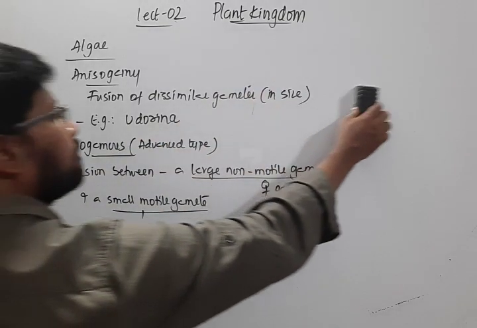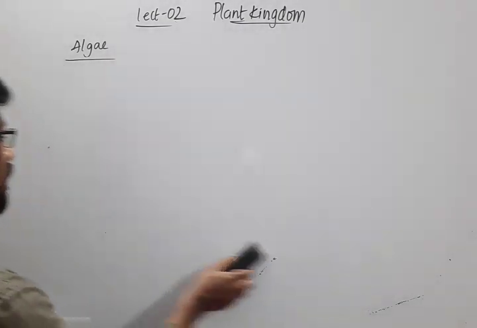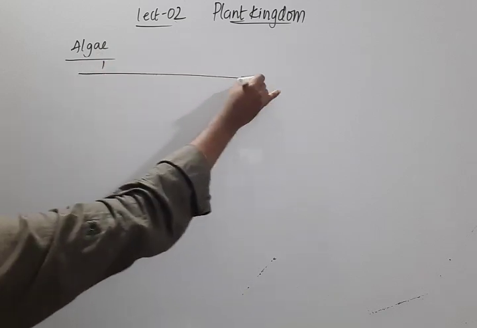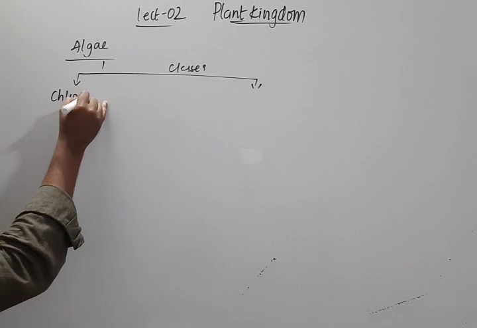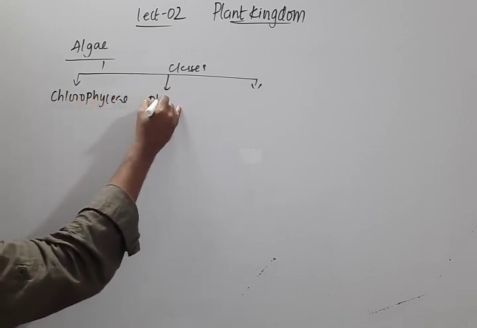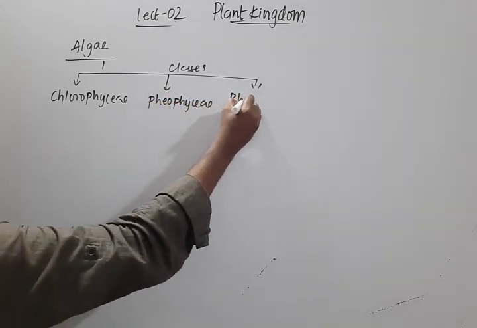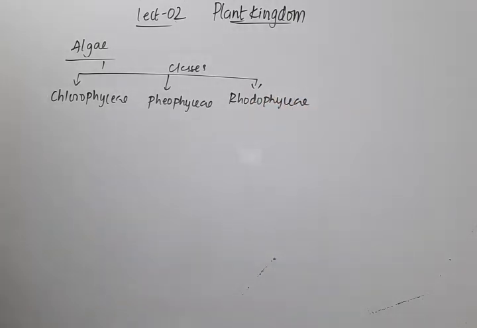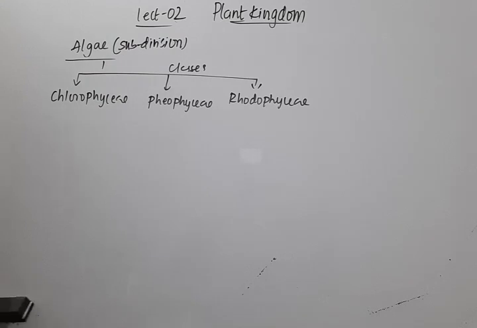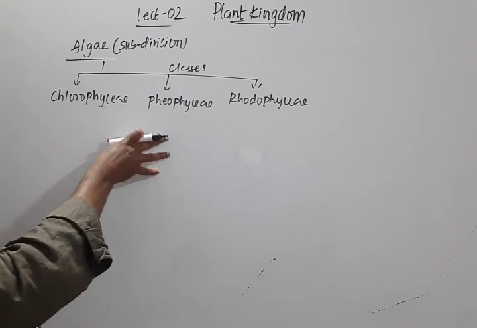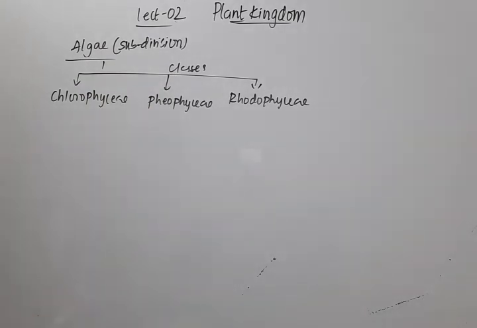Now the group algae is classified into three classes, which are Chlorophyceae, Phaeophyceae, and Rhodophyceae. This group algae is a subdivision, as I think I told yesterday, and it is present under the division Thallophyta. This subdivision algae has classes: Chlorophyceae, Phaeophyceae, and Rhodophyceae.